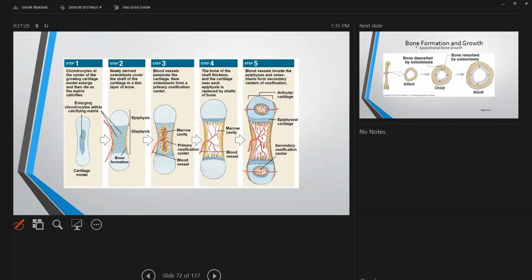So at first you've got chondrocytes, which are your cartilage growing centers of the bone. So this is a cartilage model. And then eventually we start to get osteoblasts, which cover the shaft of the cartilage in a layer of bone, and you get this thin layer here. So this is kind of what you saw in that fetus. And then as this progresses, we get more and more compact bone and spongy bone that lays down.